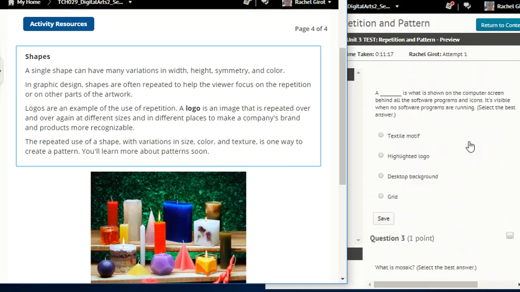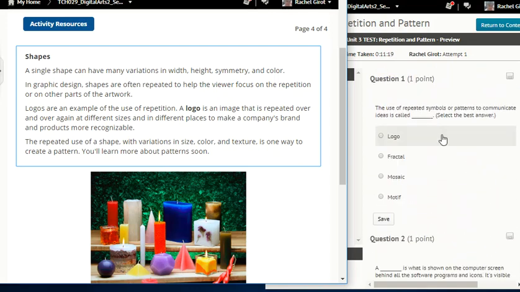Was that one of our questions? The repeated use of symbols or patterns to communicate ideas. Okay, maybe not.